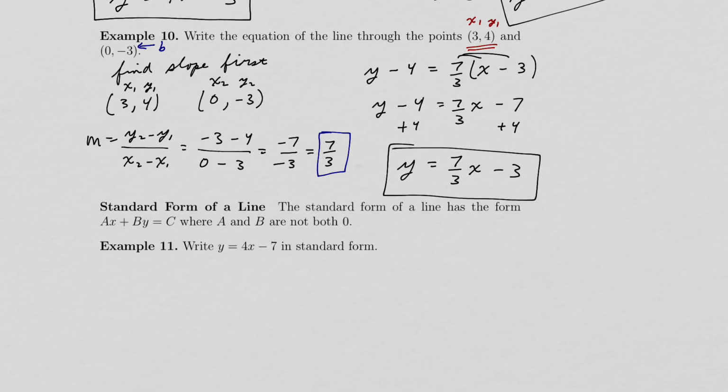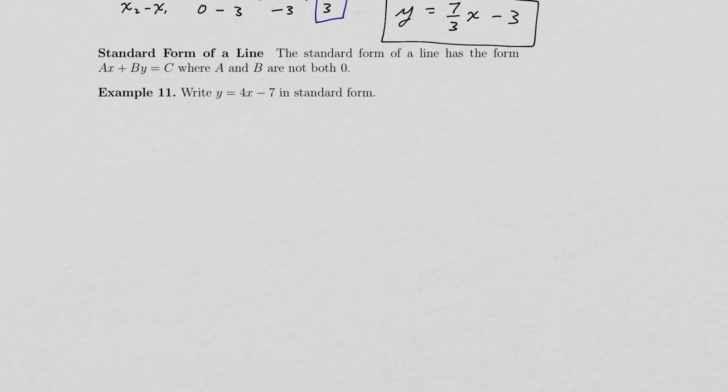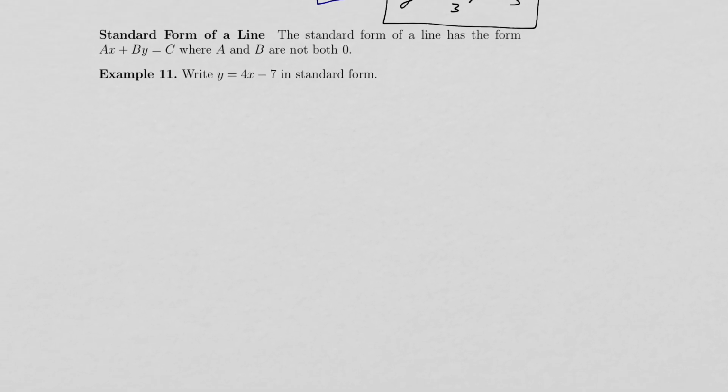Okay, the other form that isn't talked about too often, but I think it's important, so I want to go over it. It's called the standard form. The standard form of a line has the form ax plus by equals c, where a and b are not both 0. One of them could be 0, but not both of them. And that would also be a way of writing the equation of a line.